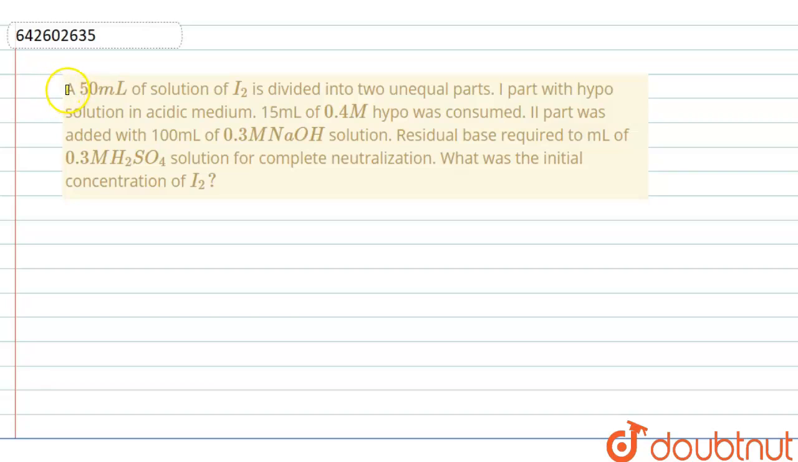Good morning, guys. Today we are just going to see a problem. A 50 ml solution of I2 is divided into two unequal parts. One part is treated with hypo solution in acidic medium, and 15 ml of 0.4 molar hypo was consumed. The second part was added to 100 ml of 0.3 molar NaOH. The residual base required some ml of 0.3 molar H2SO4 solution for complete neutralization. They have asked for the initial concentration of iodine.